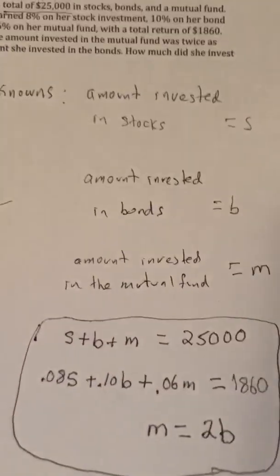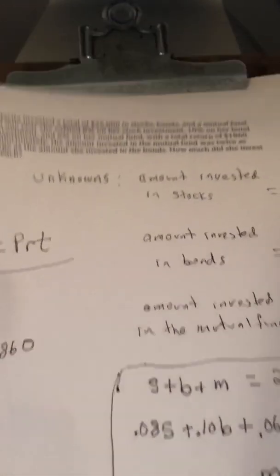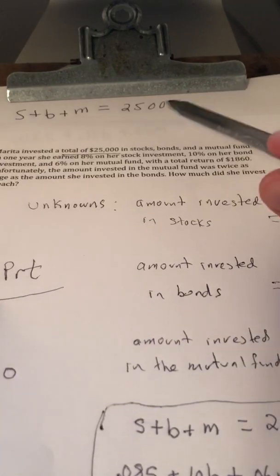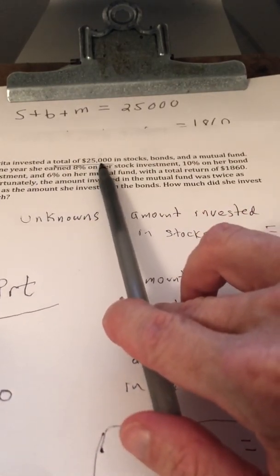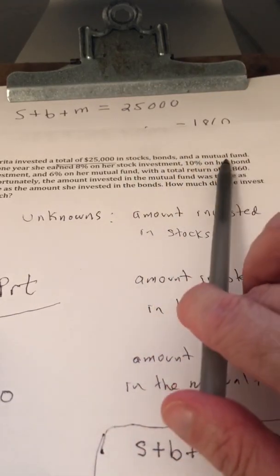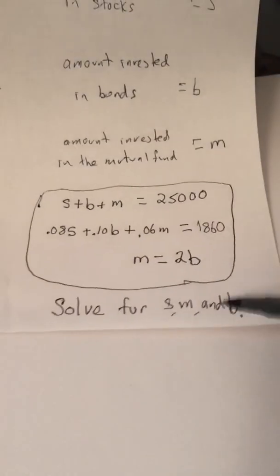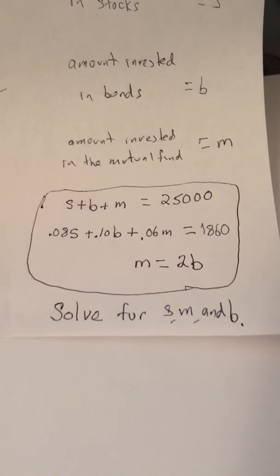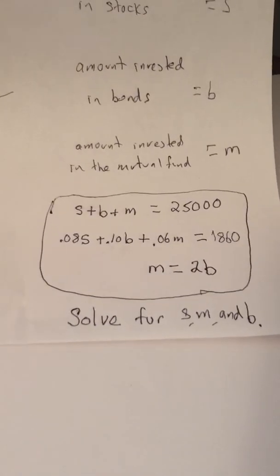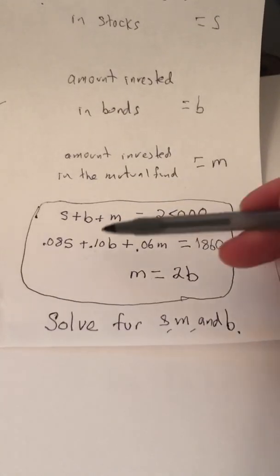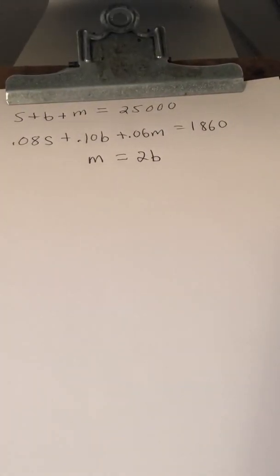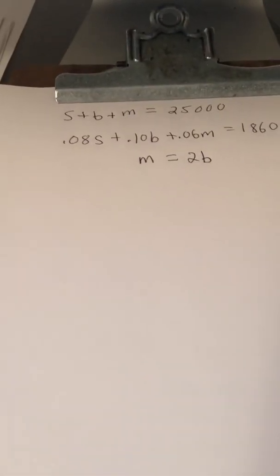Let's finish the problem from the previous video. We have this word problem where Marita is investing a total of $25,000 in stocks, bonds, and a mutual fund, and we are trying to find out how much she invests in each. So we have a system of equations that's going to determine S, M, and B. So what we just have to do is solve this system.